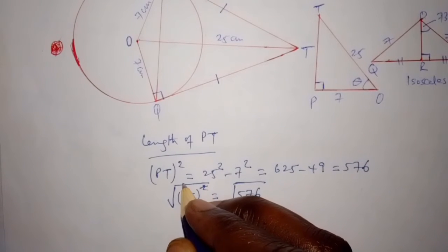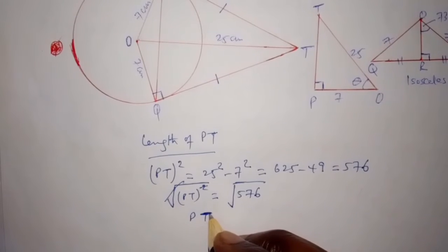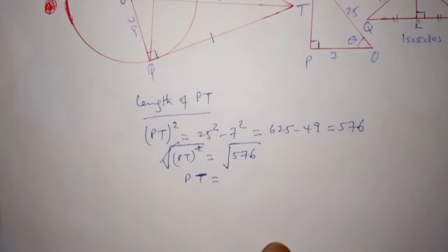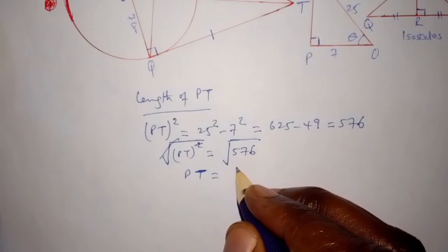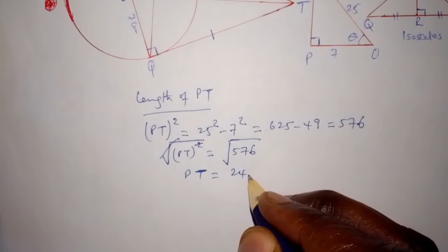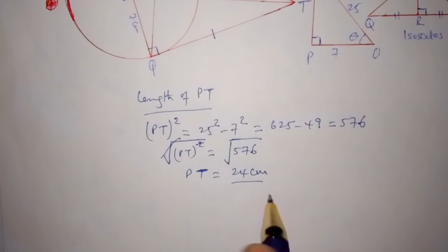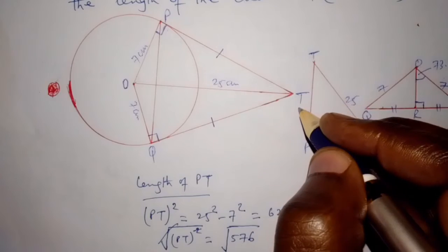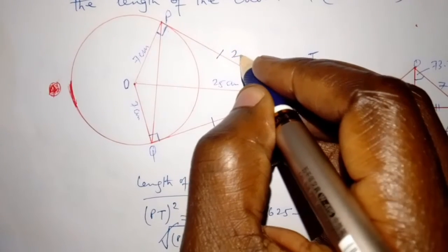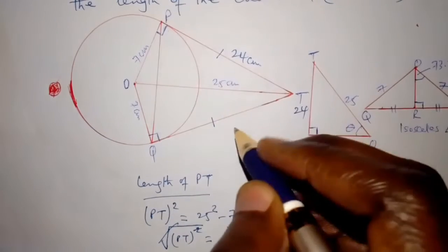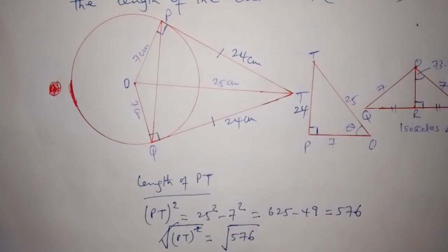The square root cancels the square here. PT is equal to the square root of 576, which is 24 centimeters. So our PT here is 24 centimeters. PT is 24 centimeters. QT is 24 centimeters.